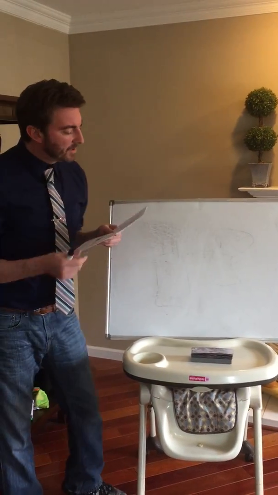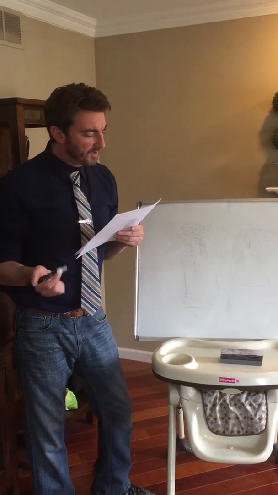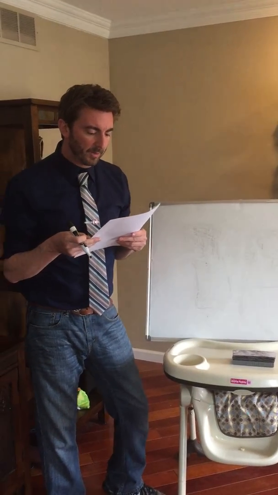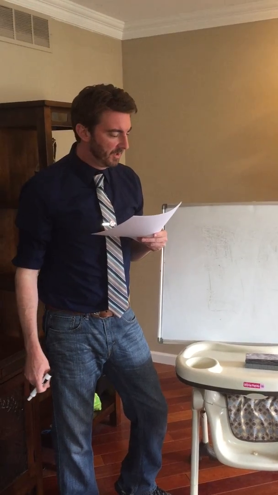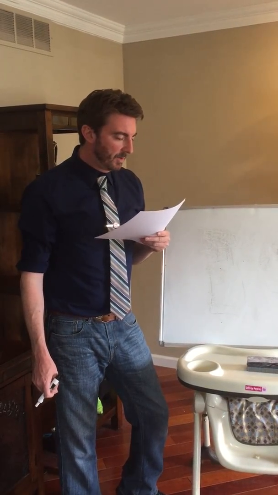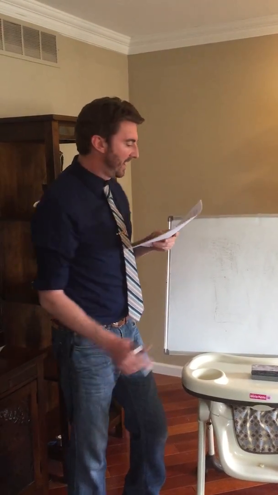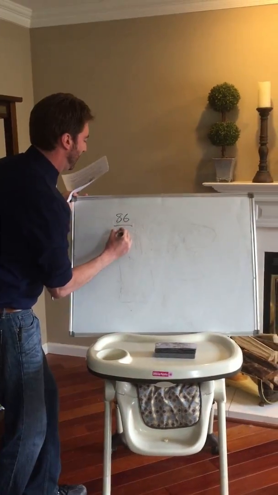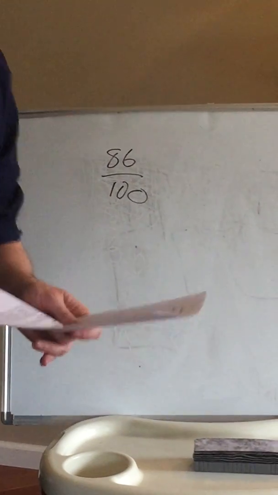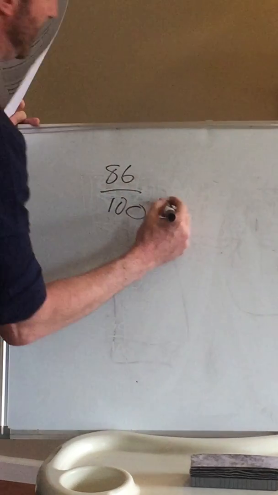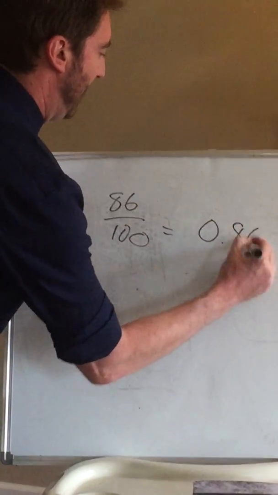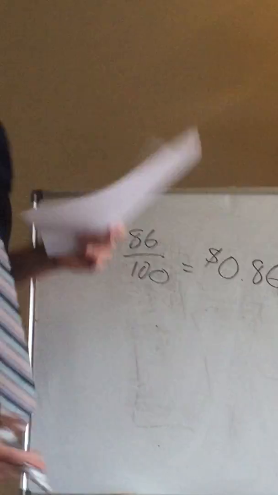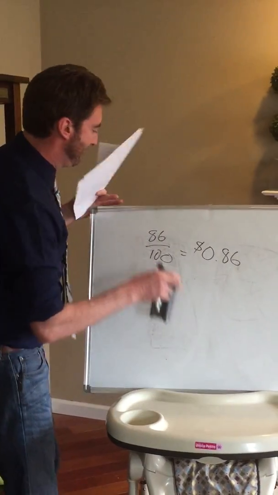All right, number 9 says Cora paid 86/100 of a dollar to buy a postcard from Grand Canyon National Park in Arizona. What is 86/100ths written as a decimal in terms of dollars? So 86/100, we want to turn that into a decimal in terms of dollars. So I'm just going to make that 0.86, and put a dollar sign in front of it.